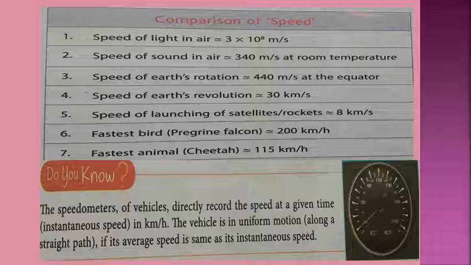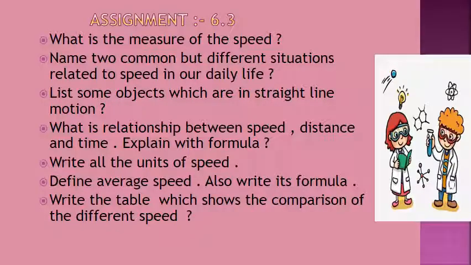Now you all are aware that vehicles have an instrument, a clock type, that is called the speedometer. It directly records the speed at a given time in kilometer per hour. If the vehicle is in uniform motion along a straight path, its average speed is the same as its instantaneous speed. So the speedometer is used to measure the speed of the running vehicle.